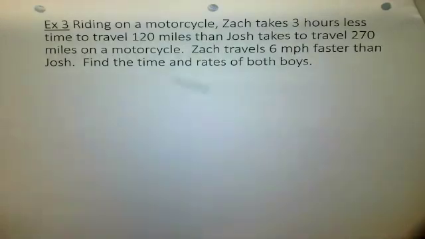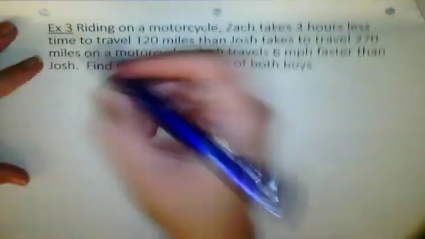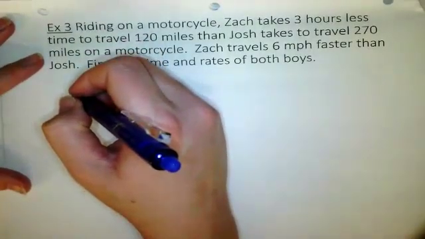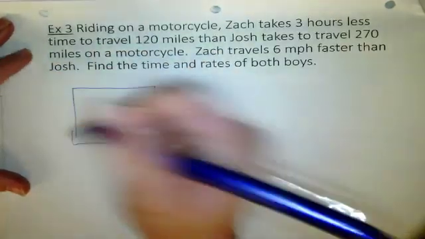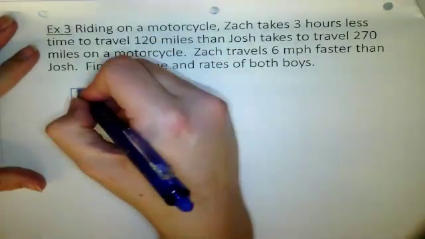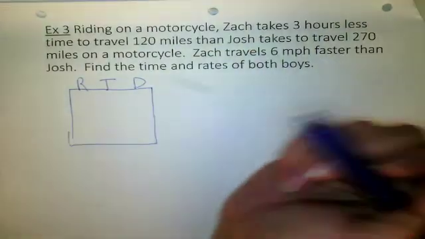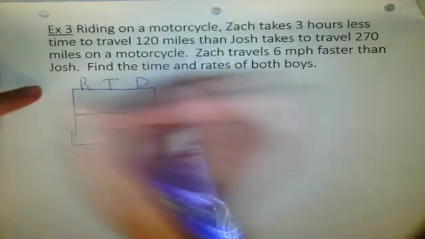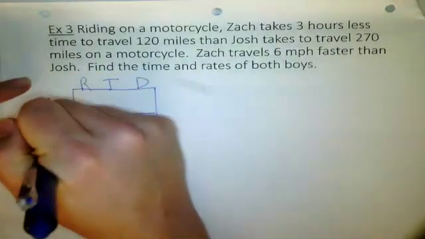Okay, so one method that I really like doing is making a chart. Rate times time equals distance. And what I have here are 2 key players. I have Zach and I have Josh.